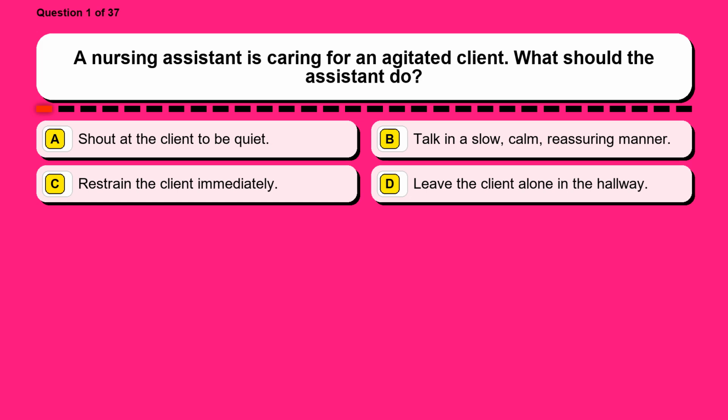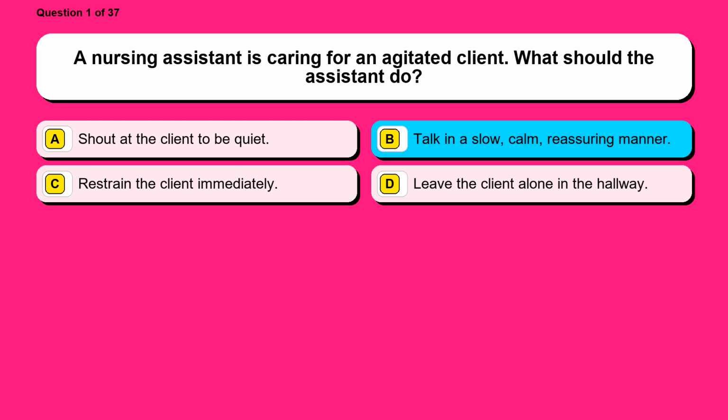Question 1. A nursing assistant is caring for an agitated client. What should the assistant do? Option A. Shout at the client to be quiet. Option B. Talk in a slow, calm, reassuring manner. Option C. Restrain the client immediately. Option D. Leave the client alone in the hallway.